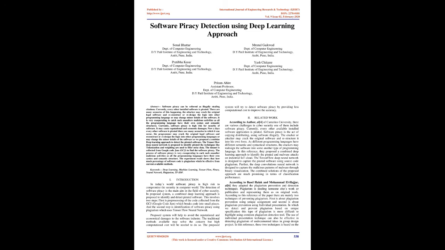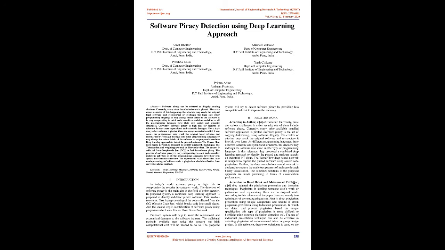Keywords: deep learning, machine learning, TensorFlow, piracy, neural network, plagiarism, TF-IDF. Introduction. In today's world, software piracy is a high risk to the security of the computer world. The detection of software piracy is the main aim in the field of cybersecurity. In the proposed system, a combined deep learning approach is proposed to identify and detect pirated software.